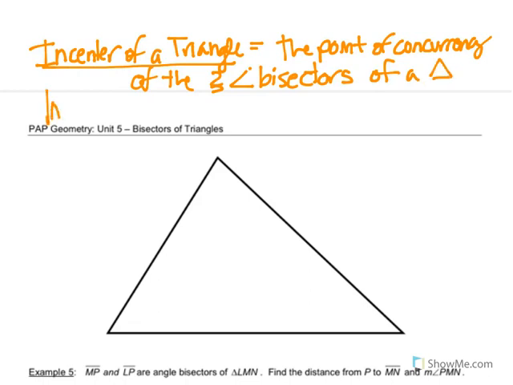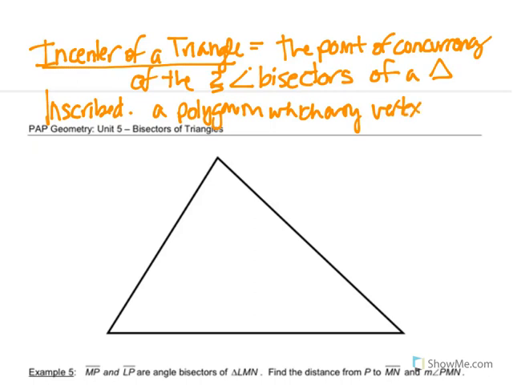And then inscribed: it's a polygon in which every vertex of the polygon lies on the circle.